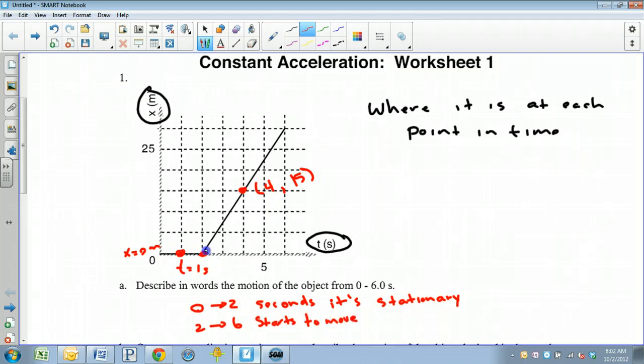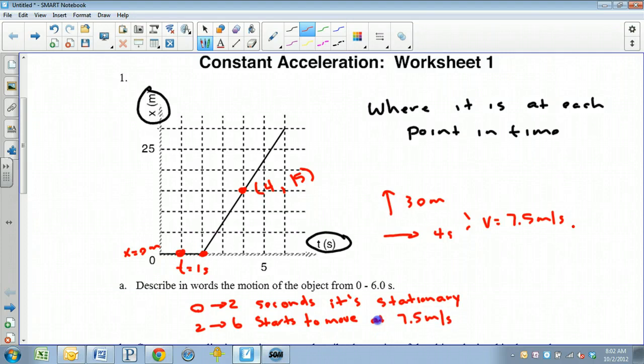Now, how fast is it moving? Well, we know that from 2 seconds to 6 seconds, it goes up 30 meters, and it goes over 4 seconds, right? Because it goes up 30 in 4 seconds. So this corresponds to a velocity of 7.5 meters per second. So at 2 seconds it starts to move at 7.5 meters per second, and is moving at a constant velocity.